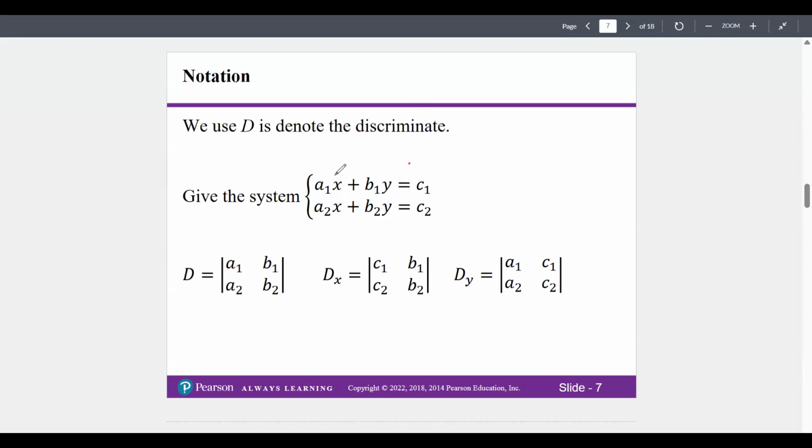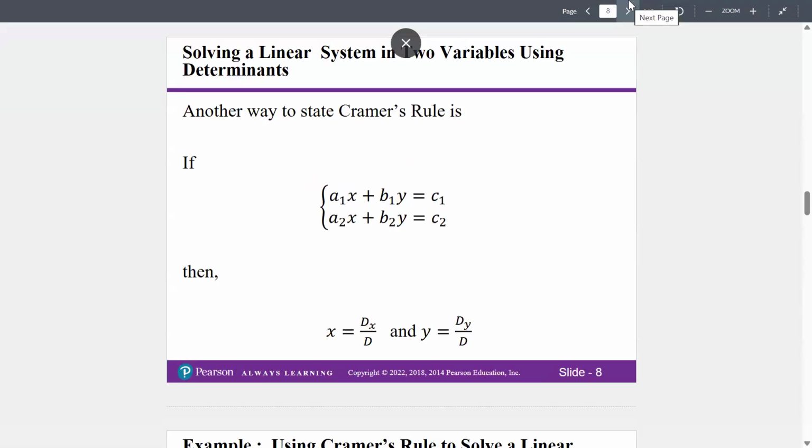Would make sense. So if I want dy, then we just ignore the y's and we focus on what's left, the a's and the c's. So we have a1, c1, a2, c2. So we know how to build those matrices. If we want to find the solution to this system of equations, x is just going to be your dx over your d, and y is going to be your dy over your d.